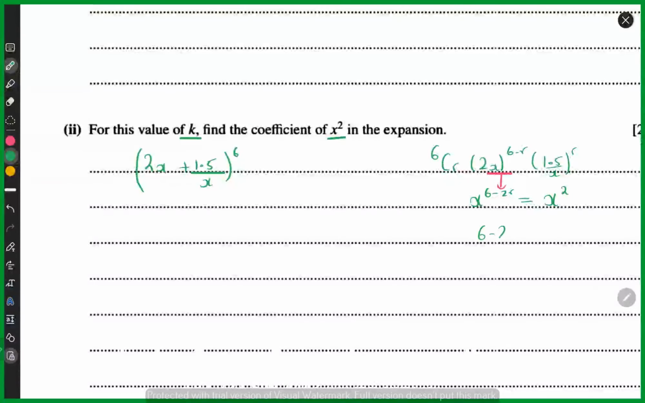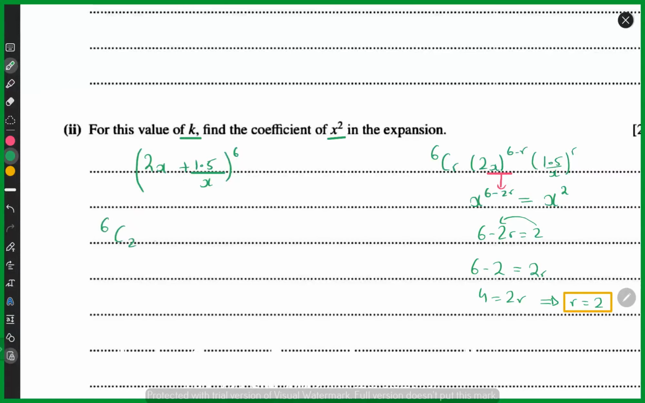So I'll compare 6 minus 2r equals 2. I'll take this over here. So 6 minus 2 equals 2r. 4 equals 2r, and r is equal to 2. Okay, r is equal to 2. This means that the third term has x squared. Okay, and this thing is very, very important. This working is important to be certain. And now I can directly just plug in the values.